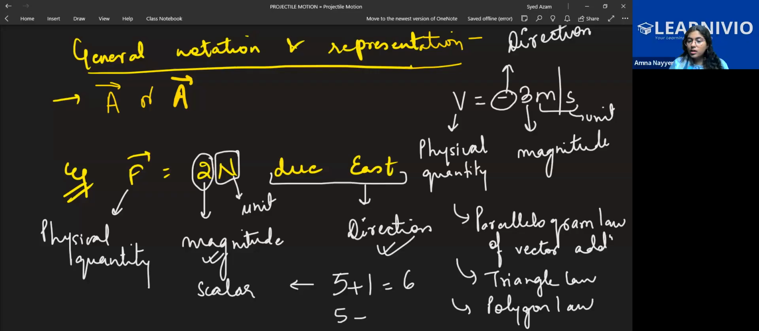Because in vectors, anything can be given. Angles will be given, and angles will vary your answer. When angles get multiplied, these things get squared up. So you get a new quantity.